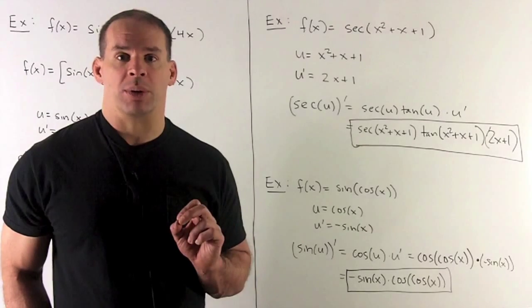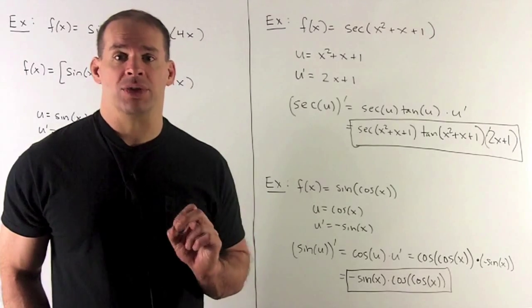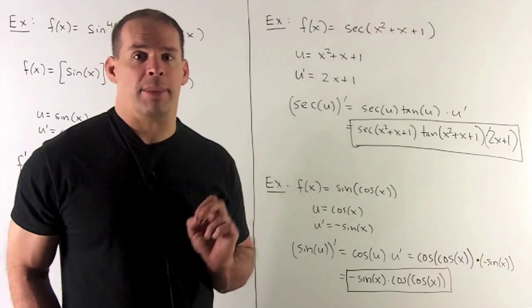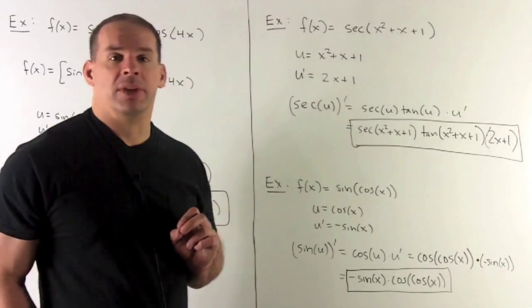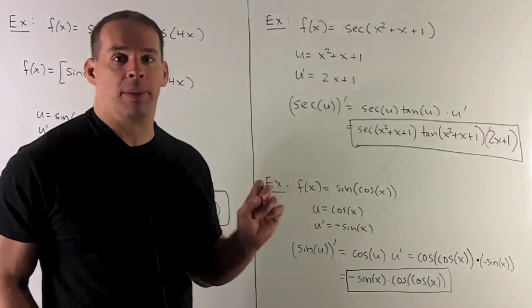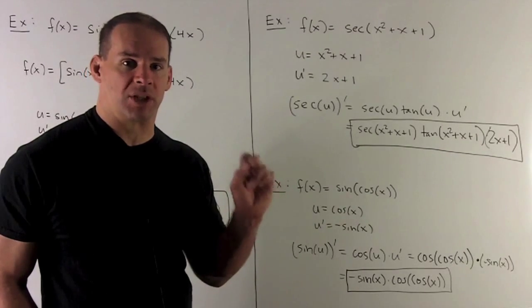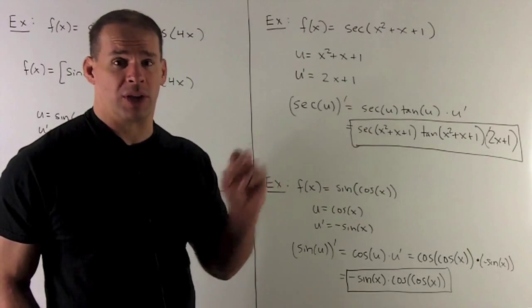Okay, u is equal to x squared plus x plus 1. U prime is equal to 2x plus 1. So we stick them back in, and then I get my answer. Secant of x squared plus x plus 1, tangent of x squared plus x plus 1, times 2x plus 1.